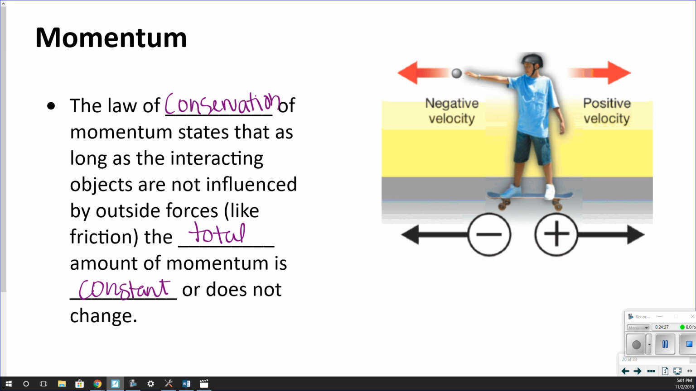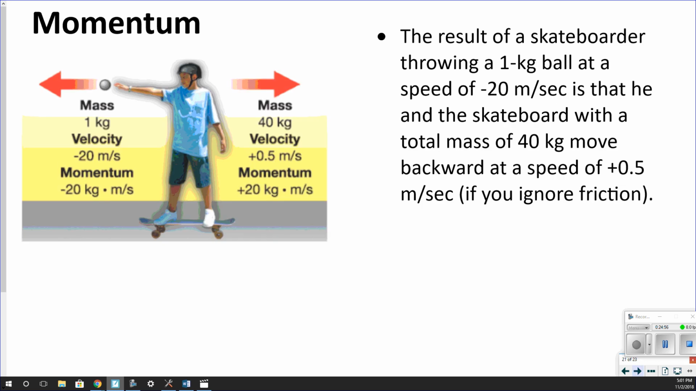So assuming that there is no friction, when this boy throws the ball to the left, we have a negative sign there for our force. He will move in the opposite direction, so to the right, which would be a positive velocity, assuming there's no friction, and they would both keep moving forever. Let's put some numbers with this so we can actually see how this happens.